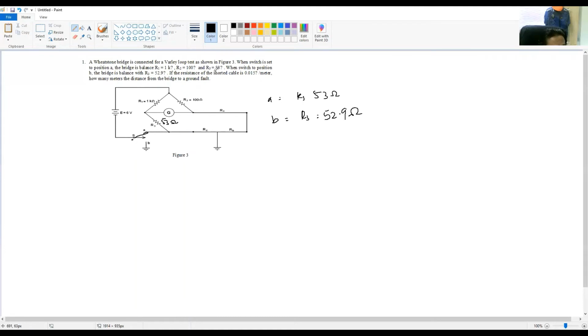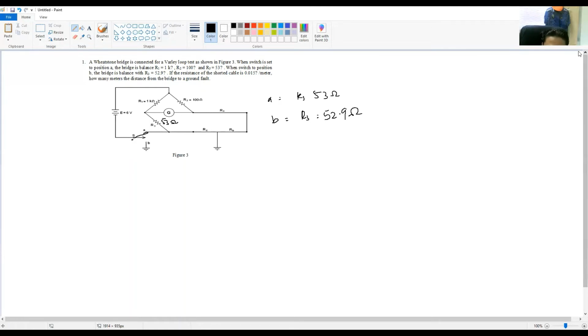If the resistance of the shorted cable is 0.015 per meter, how many meters is the distance from the bridge to the ground fault?